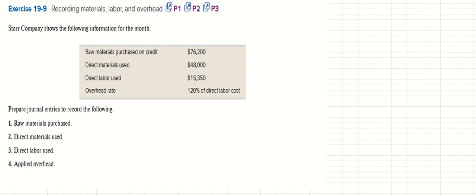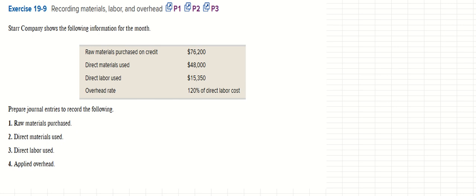All right, so practice problem number 1 for chapter 19. And this exercise that you see on the screen is in regards to recording materials, labor, and overhead. In the middle of the screen, we're provided the information from the company in regards to the raw materials that were purchased on credit. So they give us that amount. They also give us the amounts for direct materials and labor that were used.